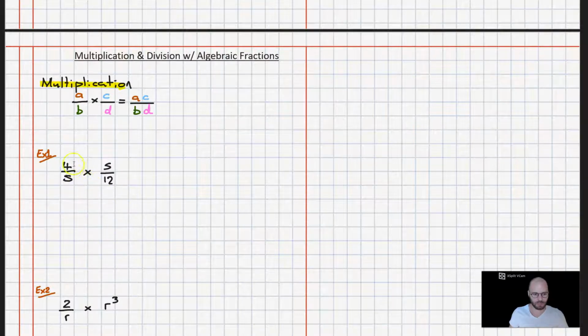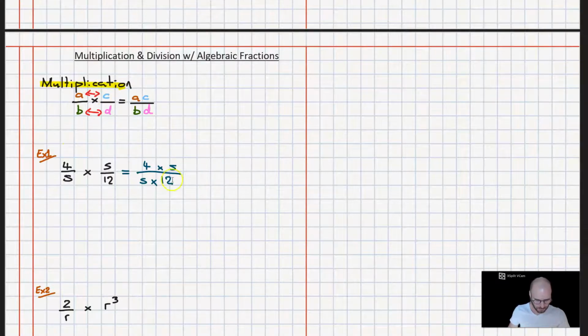Now, example 1, we're dealing with 2 fractions and we want to multiply them together. Looking at our rule over here, what we do is we look at the 2 numerators when we multiply, and we multiply these 2 together, and then we look at the 2 denominators and we multiply those together. So applying this rule for example 1, we've got 4 over s times s over 12. We're going to go 4 times s, and then s times 12.